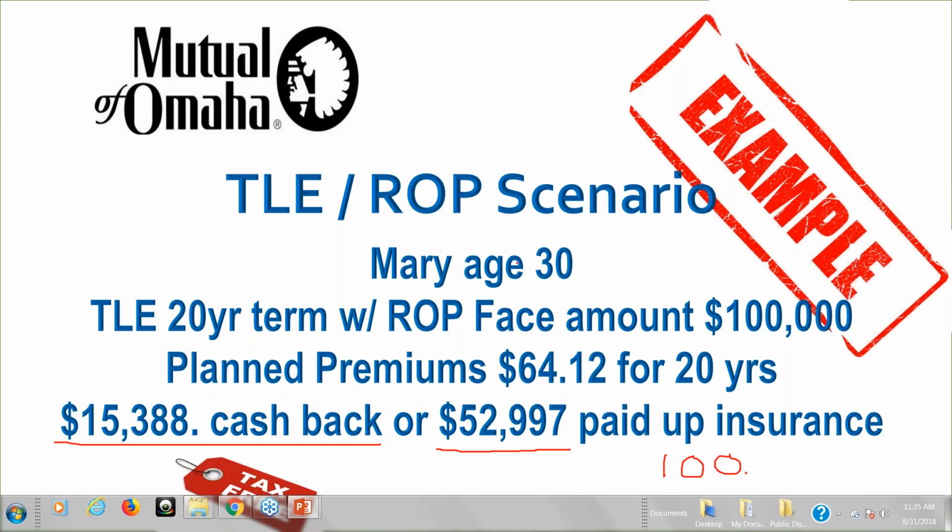Just real quick too, I just ran the rate on the same scenario, guys. If you take Mary, who's age 30, and do that on a 30-year return of premium product, the premiums are only $20 less. It's $44, but she has to pay on it an extra 10 years. And the return of premium at the end of 30 years, she'd only get back 15,900. So it's a little bit more in cash back, but the paid up insurance is reduced to 43,000. It's 9,000 less in paid up insurance. So you can see the total benefit is definitely to do the 20-year.